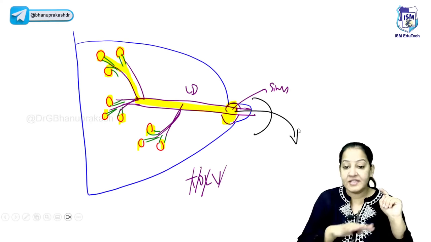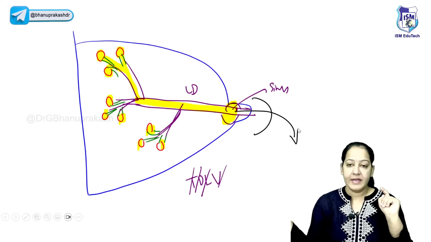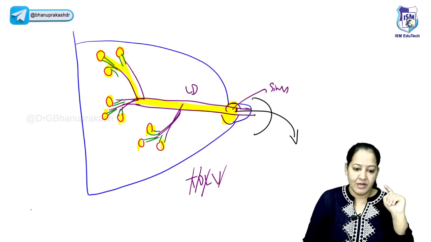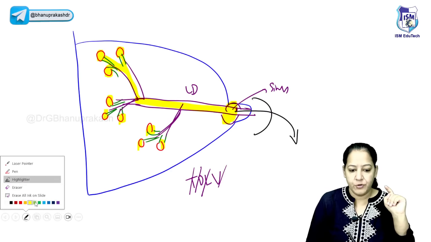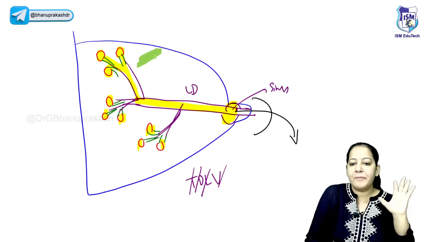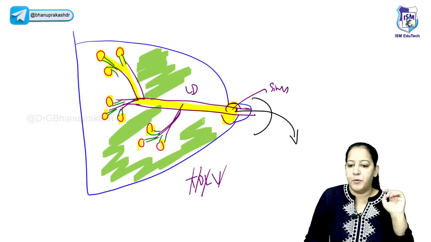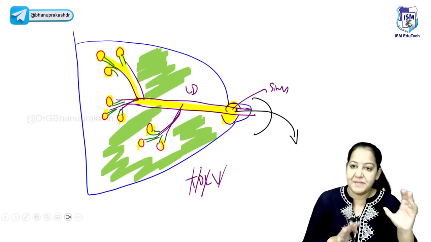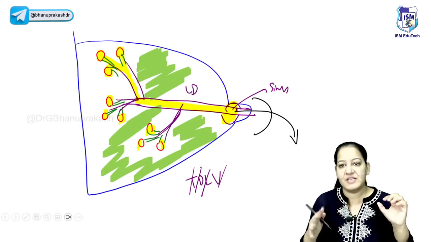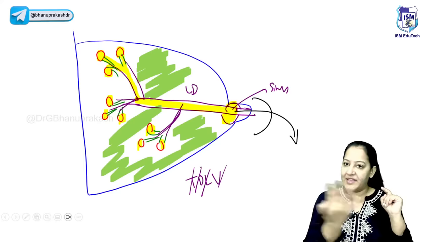Now the most important thing, this is all epithelial component. Can you see the background? Let me draw the background. The background is known as stroma. You got my point, what I am saying? Can you see the complete background? The background is known as stroma, apart from the epithelial component. The epithelial component is only 10%. The maximum 90% is the stroma.